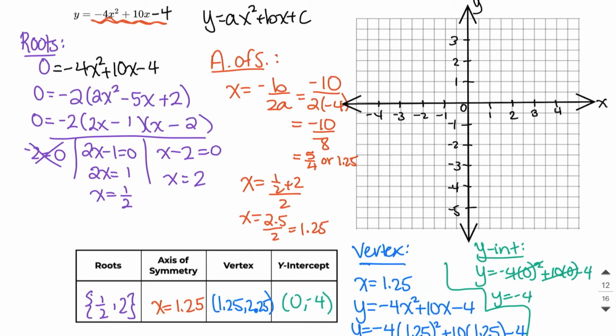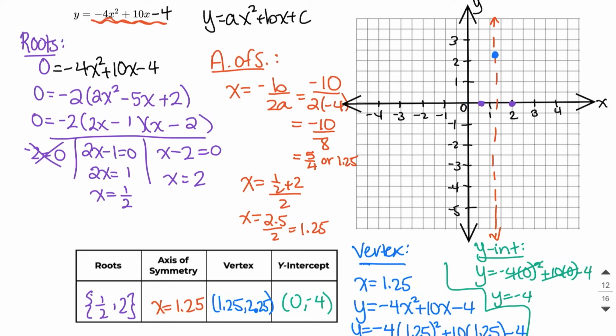Okay, so my first root that I know is at 1/2, and the other root that I know is at 2. Okay, I also know that my axis of symmetry is going to be at x equals 1.25. So it's going to be right here, halfway between 1 and 1.5. My vertex is going to be on this line right here at 2.25. So I'm going to go to 1.25, 2.25, and I can say it's approximately right here.